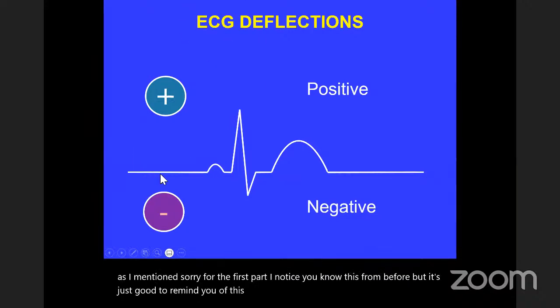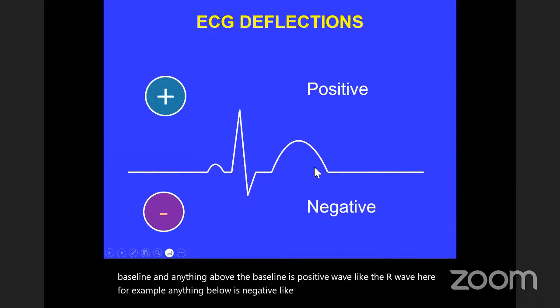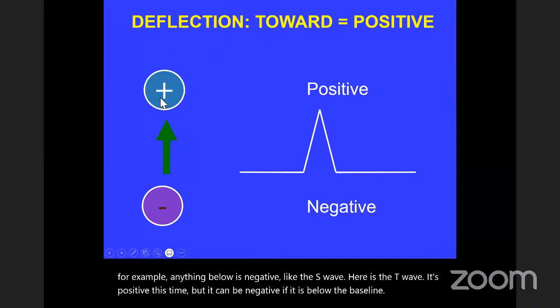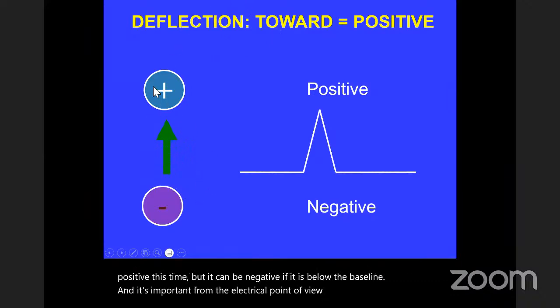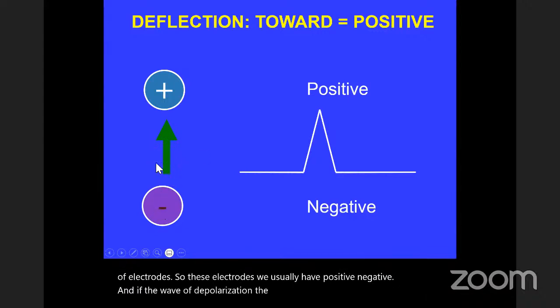So in the 12-lead ECG paper, we have the baseline, and anything above the baseline is a positive wave, like the R wave here, for example. Anything below is negative, like the S wave. Here is the T wave, positive this time, but it can be negative if it is below the baseline. From the electrical point of view, it's important to understand the concept of electrodes. We usually have positive and negative electrodes, and if the wave of depolarization, the main vector of that, is moving towards the positive electrode, it produces an upright or positive deflection.